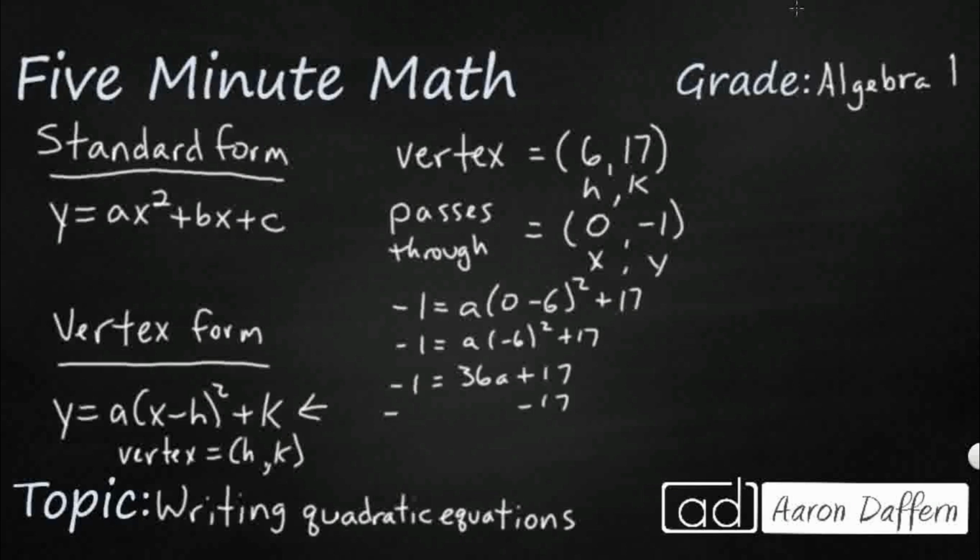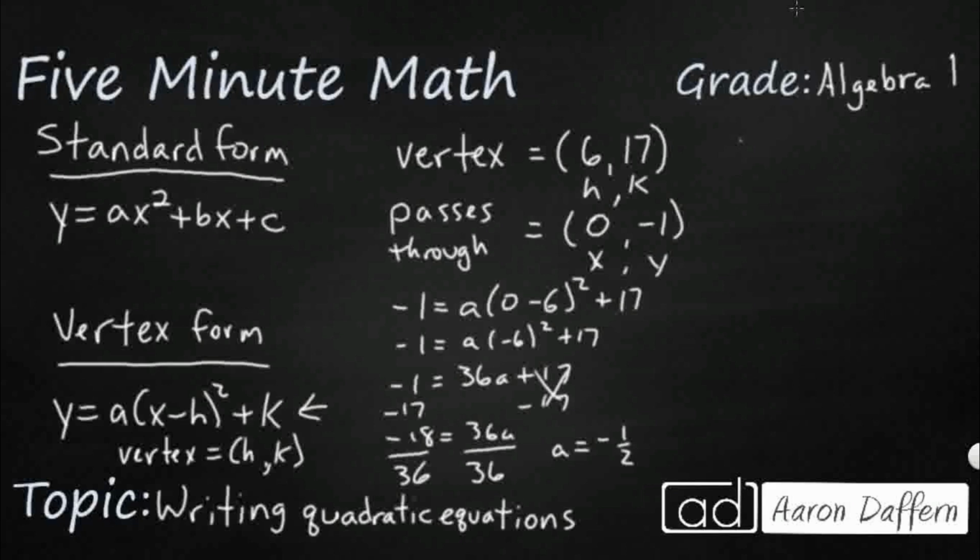Let's subtract 17 from both sides. Isolate this a here. That's going to be 36a equals -18. And all we need to do is divide both sides by 36. And look at this. We get a equals -1/2. Now we're not done yet because we need to rewrite it here.